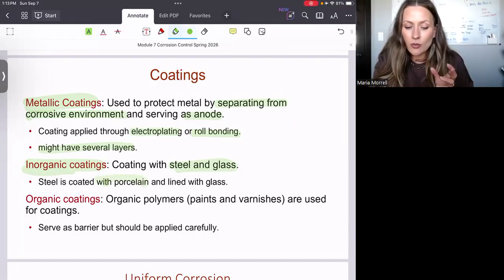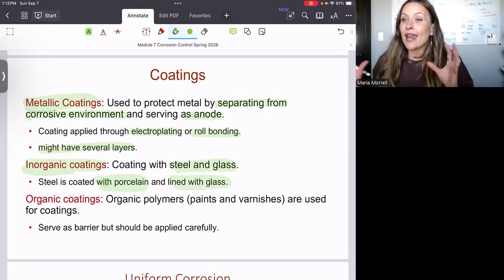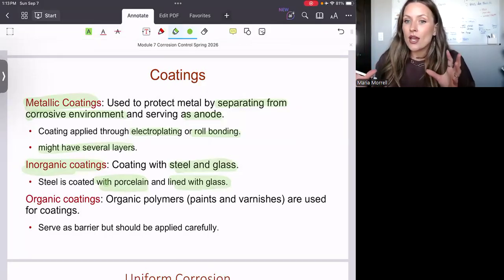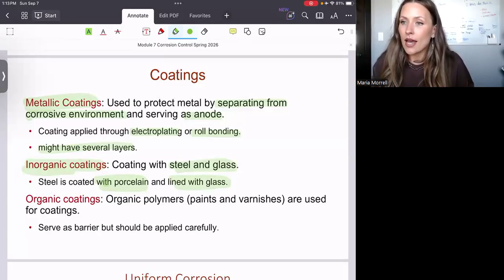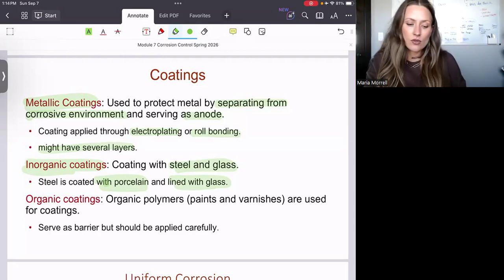Typically, we coat it with porcelain and then we line it with glass. Both of those have an exceptional corrosion resistance. Often, you may encounter tanks that are used for storage, and they have beautiful porcelain glass lining in there to make sure that the steel doesn't corrode, okay? If whatever we have inside is very corrosive to the steel.